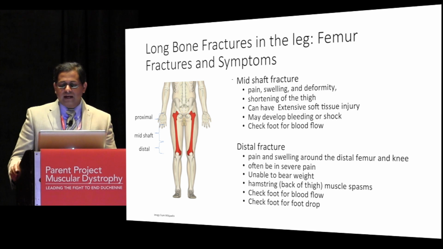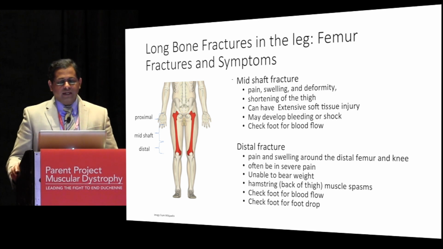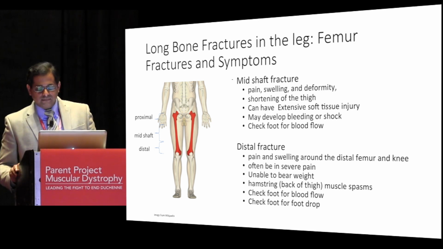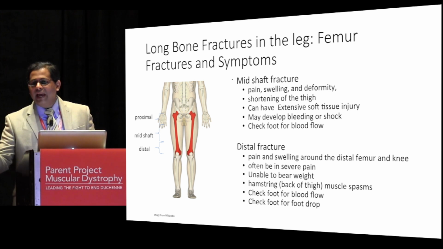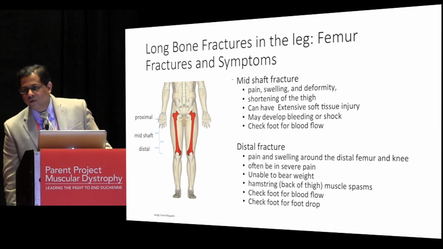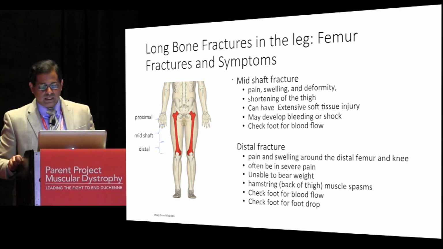Now, with mid-shaft fractures, again, it's going to be the same as the distal fractures. There's going to be overlap in what you're going to look for. You're going to have pain, swelling, deformity. But the difference is that in the mid-shaft fracture, there's going to be shortening in the thigh. In the distal fracture, you're going to have it in the femur and the knee. So there's going to be a difference. So if you think it's happening farther, closer to the knee, obviously it makes sense, right? You're going to have pain at the knee.